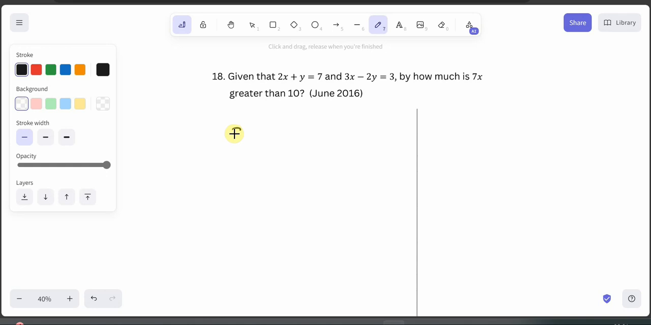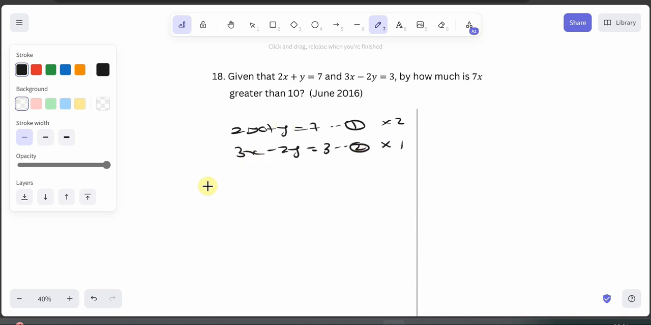We're told that 2x plus y is equal to 7. This will be equation 1. And 3x minus 2y is equal to 3. This will be equation 2. First things first, we want to find what x is, or maybe y. So let's do y. Y is simpler. This is 2, this is 1, so I could multiply equation 1 by 2 and equation 2 by 1.